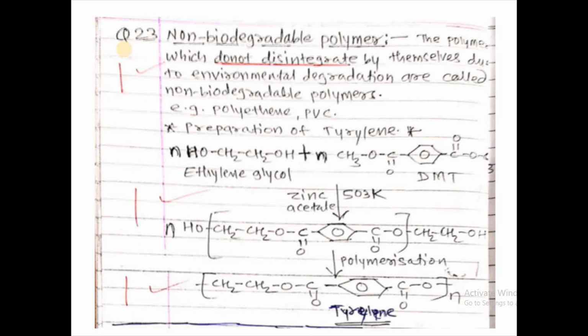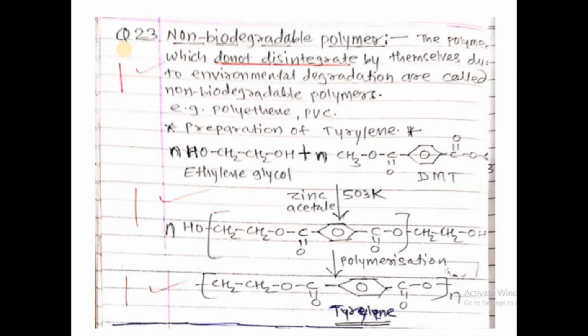What are non-biodegradable polymers? The polymers which do not disintegrate by themselves due to environmental degradation. The polymers which do not degrade by themselves, what do we call them? Non-biodegradable polymers. In simple Marathi, we saw that those whose disintegration does not happen by themselves are called non-biodegradable polymers.